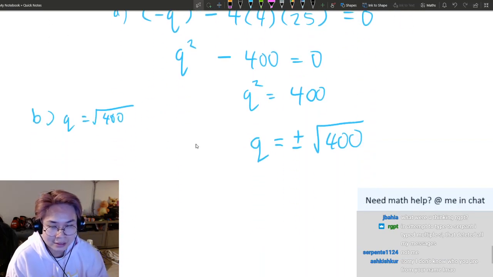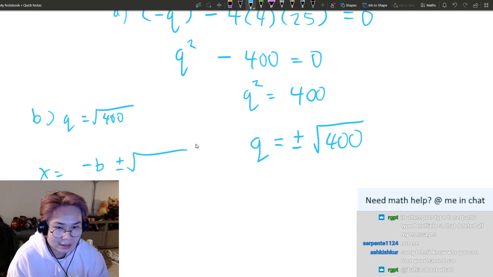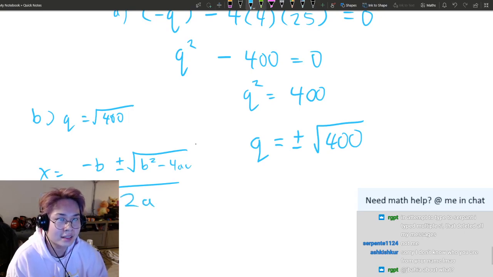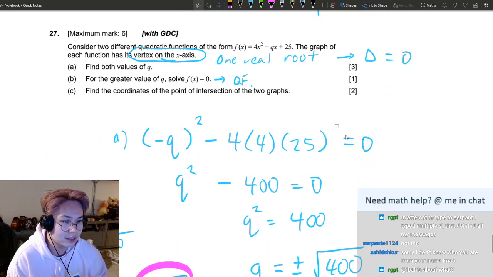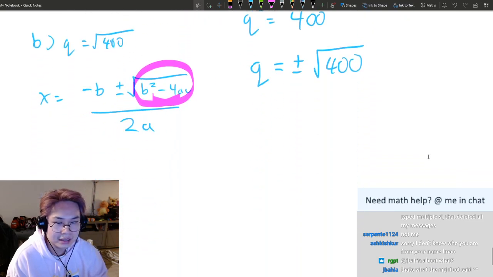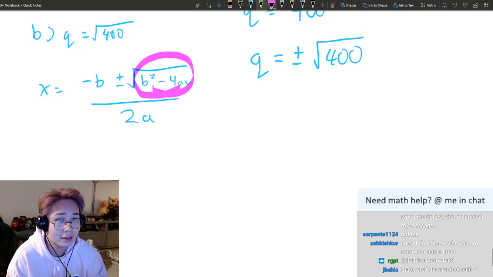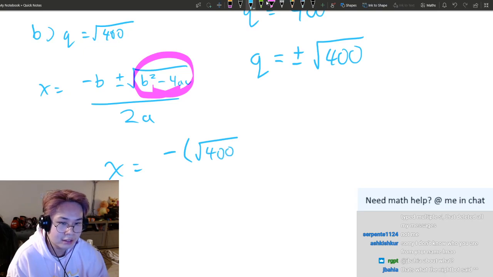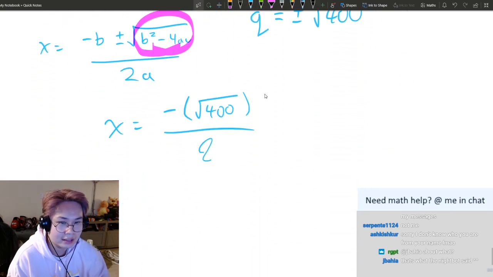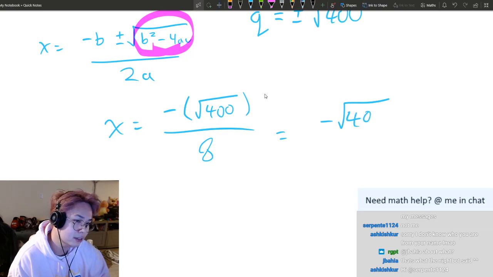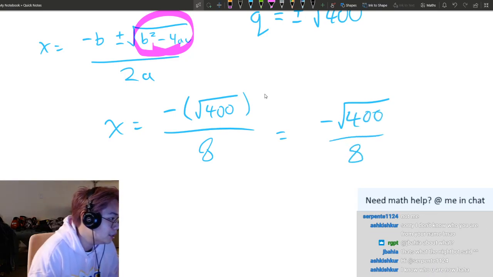Anyways, if we use the quadratic formula, then that's the full thing. X equals negative b plus or minus all of this stuff divided by 2a. Now here's the thing, given the context of the question, we already know that all of this is 0. So this makes our quadratic formula much easier to work with. X is equal to negative b, which is negative root 400, divided by 2 times a, and then a is 4, so then we have 8. So you got negative root 400 over 8. And I'm sure you can simplify this, but oh well.